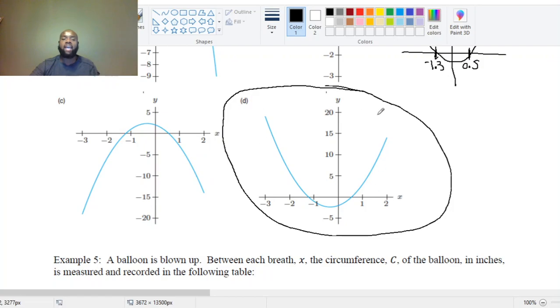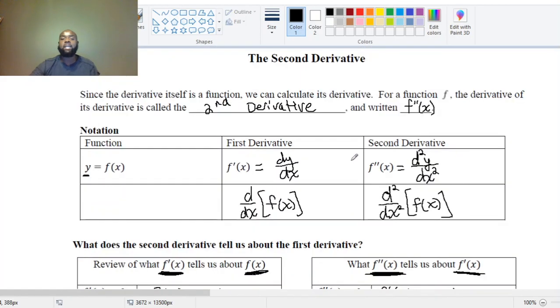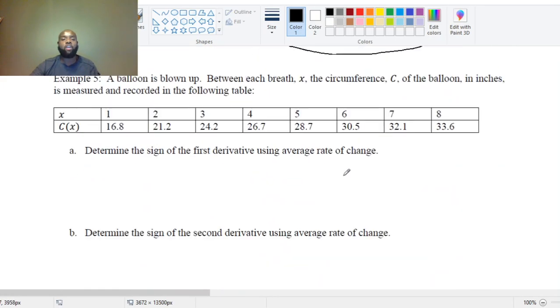We've gotten used to looking at these graphs here, looking at the concavity and all of that stuff, knowing these concepts. Let's now look at this last example here. Sorry for all the scrolling, where we will look at a table of values. It says a balloon is blown up. Between each breath, which is given by X, the circumference C of the balloon in inches is measured and recorded in the table. We have C, the circumference, as a function of X, the breath, right? You take one breath, two breaths, measure the circumference. The third breath, you measure the circumference, and so on and so forth.